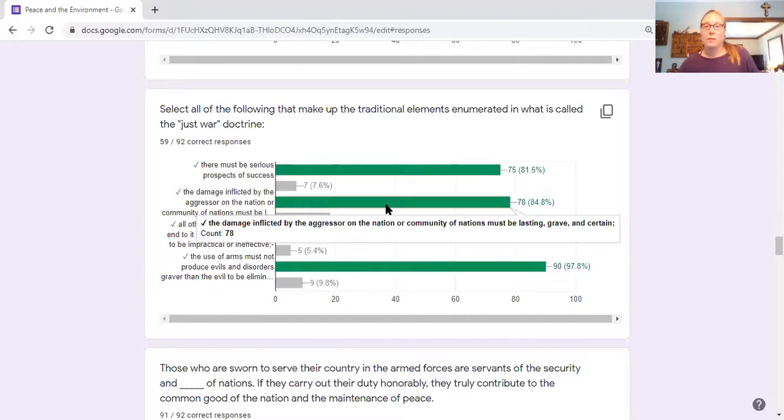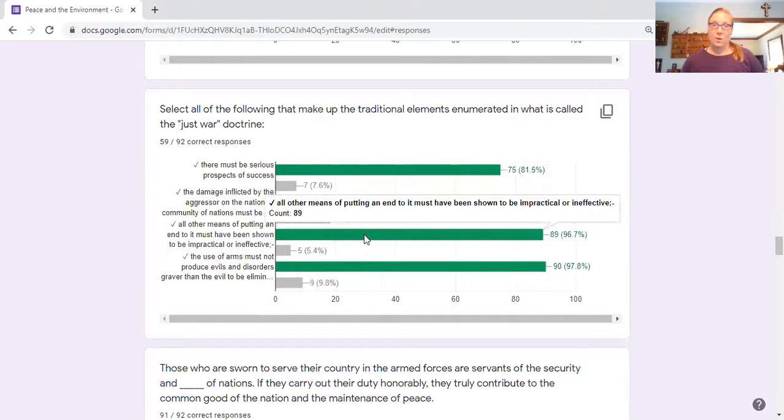The damage inflicted by the aggressor, so the person or the community threatening your nation or community of nations, must be lasting, grave, and certain, meaning it's going to stretch out for a long time, whatever threat they're making against you. It's going to be very serious in its consequences, and it's definitely going to happen. It's not an empty threat or something like that.